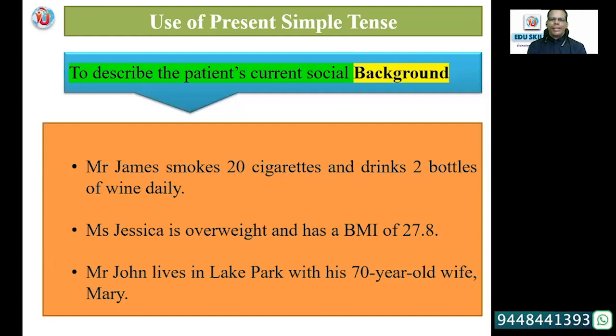Miss Jessica is overweight and has a BMI of 27.8. Mr. John lives in Lake Park with his 70-year-old wife, Mary. These are all simple present tense. So when you speak about the ISBAR background, the social background, you have to use the simple present tense.